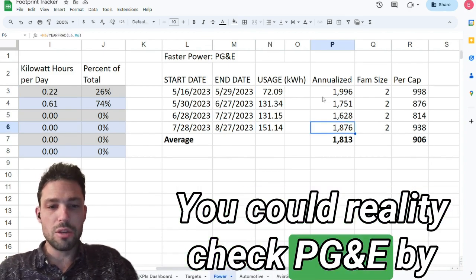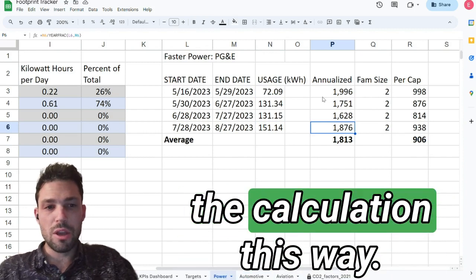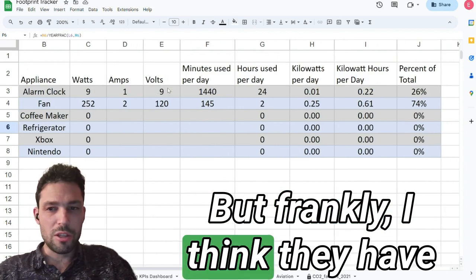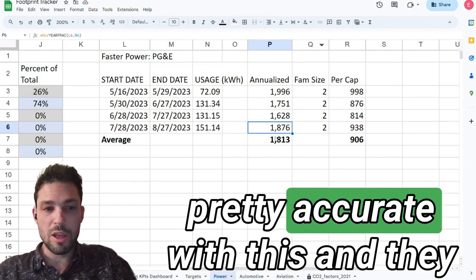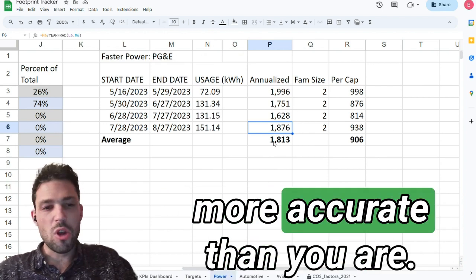You could reality check PG&E by going around and counting all your light bulbs and trying to do the calculation this way. But frankly, I think they have a financial incentive to be pretty accurate with this, and they have the capacity to do everything. The meter data, I think they're probably more accurate than you are.